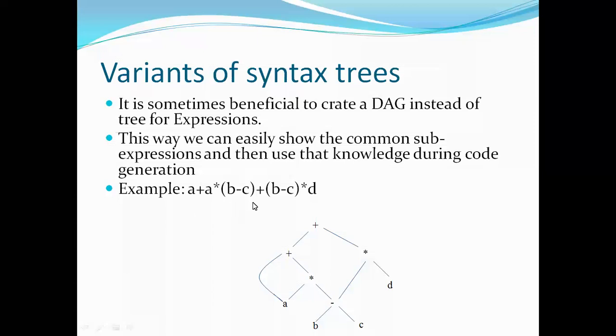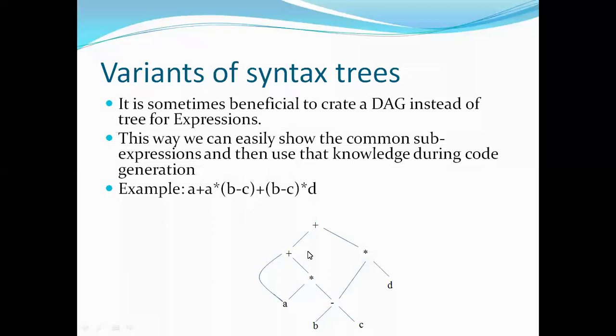In the expression, the common sub-expressions are: a is a common sub-expression, and b minus c is a common sub-expression. In the overall DAG representation, we represent b minus c one time and a one time, right? But for the syntax tree, we need to represent a duplicate subtree. That means again we represent b minus c, and again we represent a, without using loops. Make a note of this.